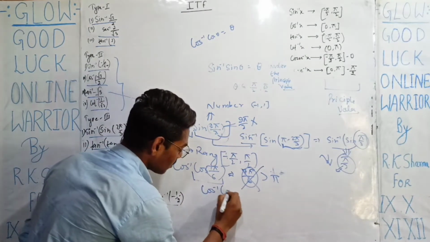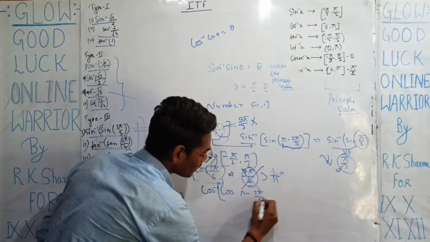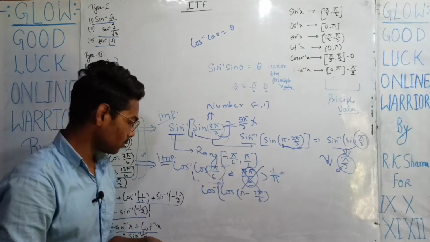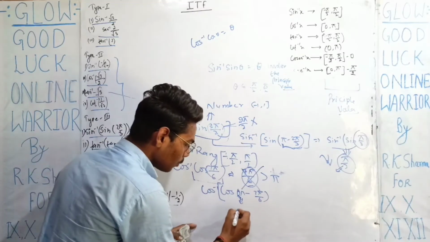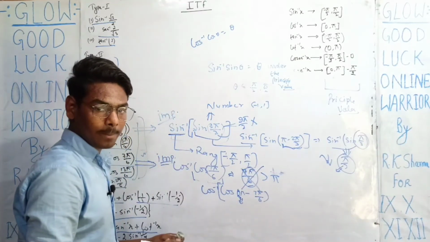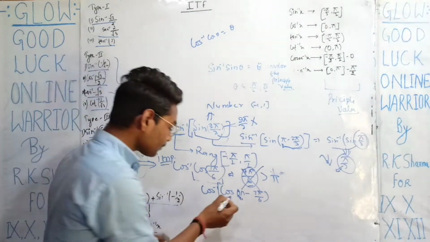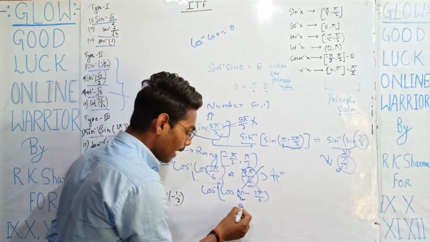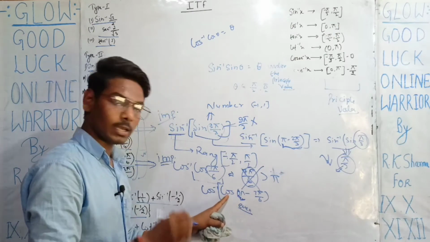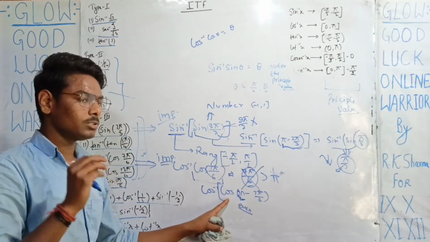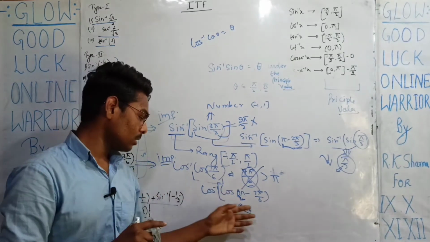Cos inverse cos, we can also write this as pi minus 7 pi upon 6. You ask how? Wait a minute, let me explain: this is the 2 pi and this is the 1 pi. We know that for 2 pi, the even multiple of pi, the cos value stays the same.